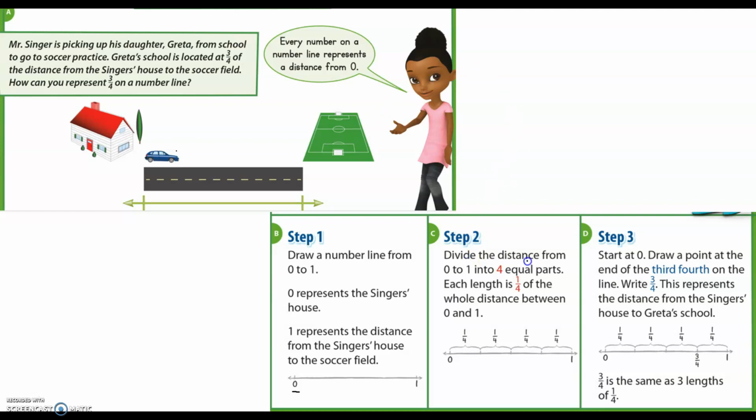Then we need to divide the distance from 0 to 1 into 4 equal parts. Now, why are we drawing 4 equal parts? If you come back up to the problem, it says Greta's school is located at 3/4 of the distance from the house to the soccer field. That denominator, that bottom number, tells me that I'm separating my whole into 4 equal parts. So each length is 1/4 of the whole distance between 0 and 1. They've drawn our 4 parts for us.